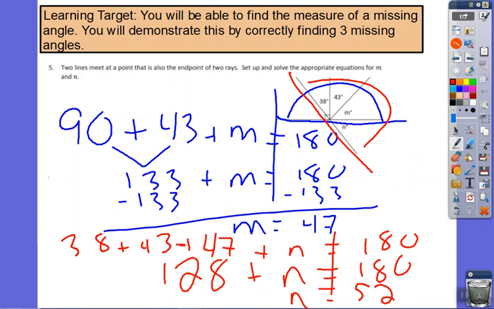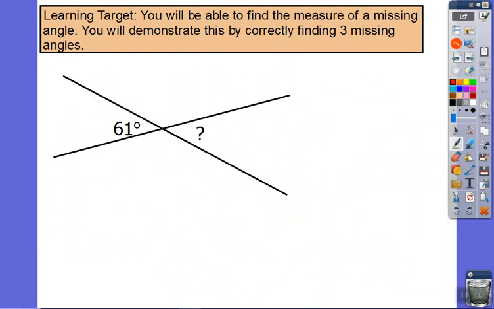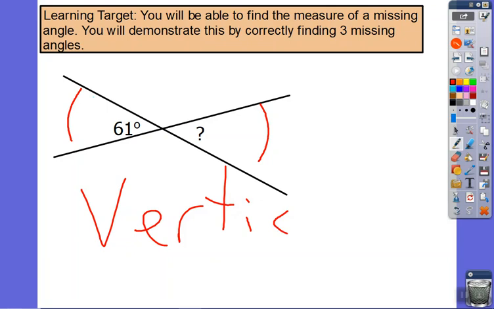Okay, so let's take it back a notch here. There are three things that I need you to come away from this knowing what to do. So when you see an X and you've got the kissing angles across from each other, I know that they are the same. The vocab word for us is going to be vertical, and as soon as you see that, you know the other one is a 61. There's no math involved, they are just equal to each other.